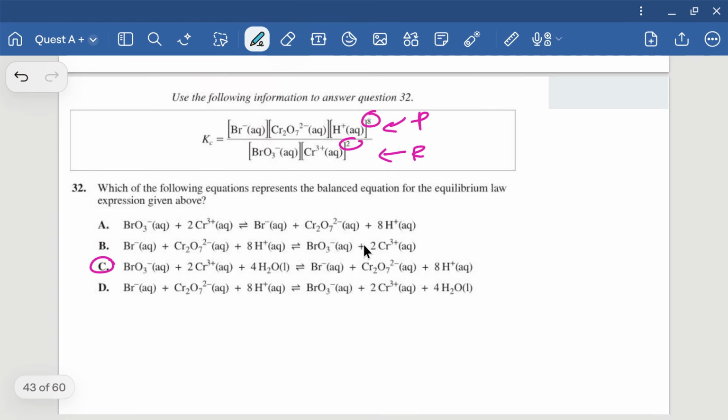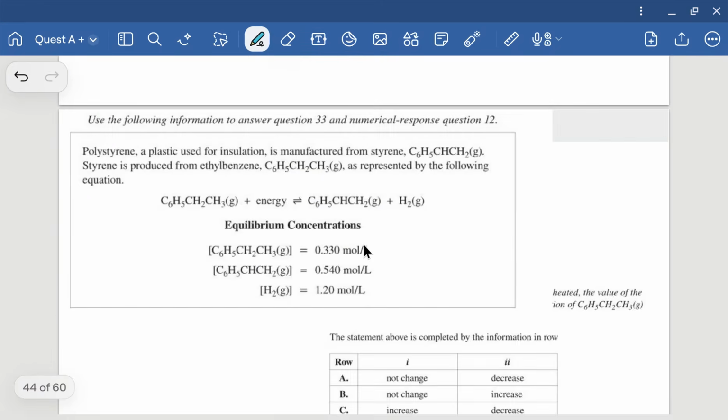And the reason why this one was a little bit tricky, so for me, I originally put A, but A is not balanced. So to be balanced, we do have to add in some water, but remembering that water is not part of the expression. So this was a bit of a tricky question, so that's one to look out for.